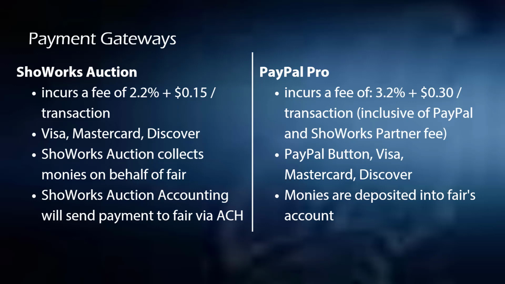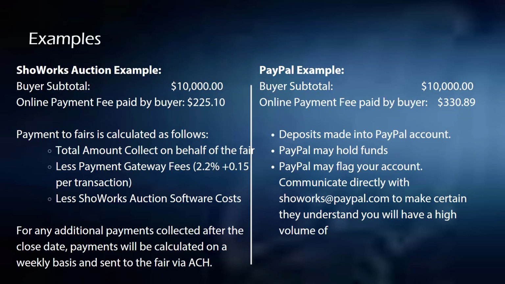Comparatively, PayPal Pro incurs a fee of 3.2% plus 30 cents per transaction. This is inclusive of PayPal and the ShoWorks partner fee. PayPal button, Visa, MasterCard, Discover appear on the screen for your buyers, and the monies are deposited directly into your fair's account. Let me go through some examples of what that means.